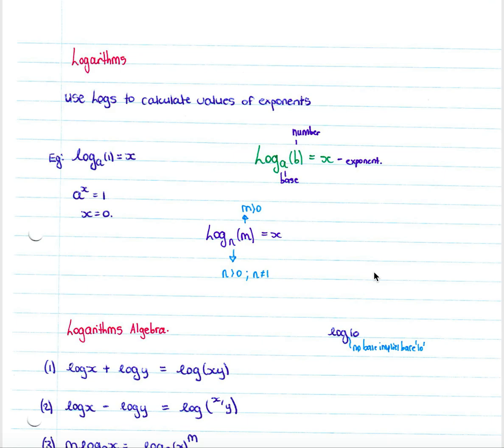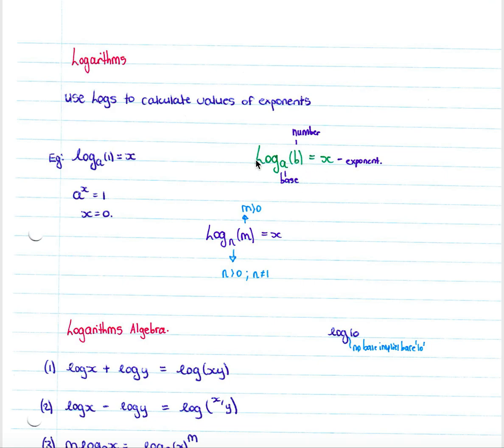So firstly, we use logs to calculate the value of an exponent. If we look over here, we have log base a of 1 equals x. Now if we look to the right over here, the log form is you take the log of a, base being the base. So if we were to write this in exponential form, it would be a, because a is our base, to the x, because x is our exponent, equals b being the constant.